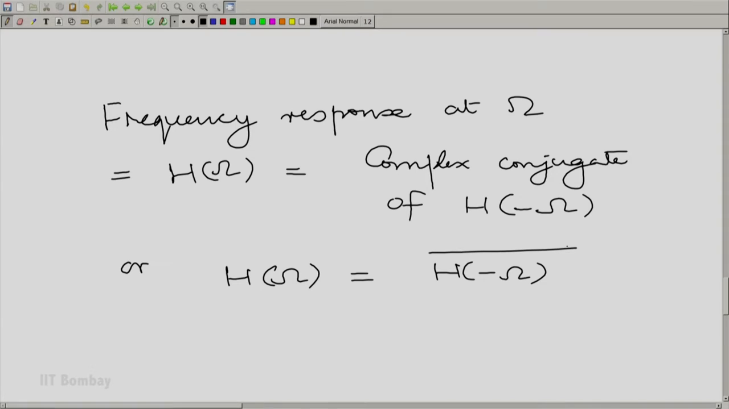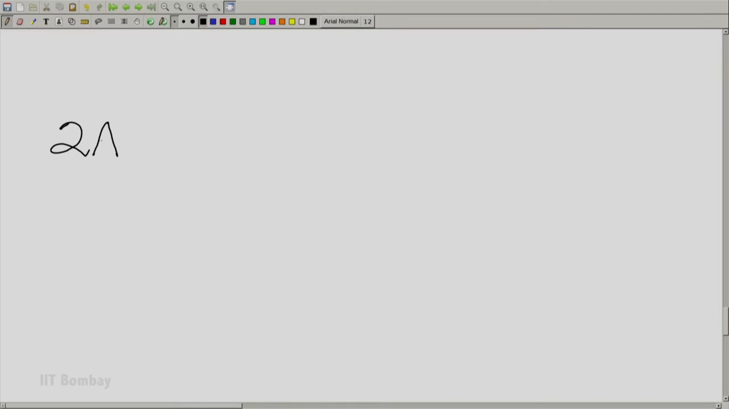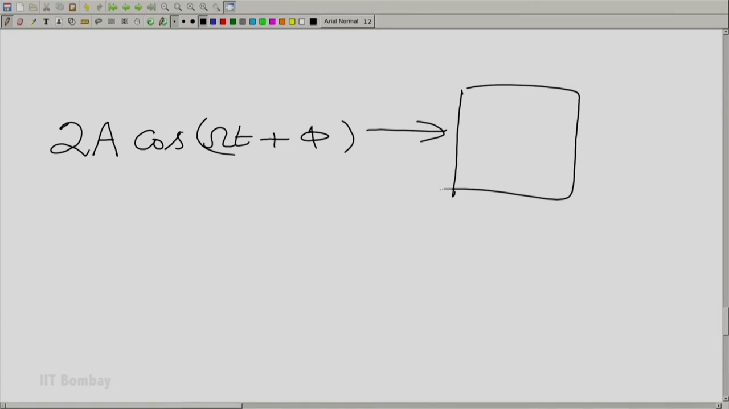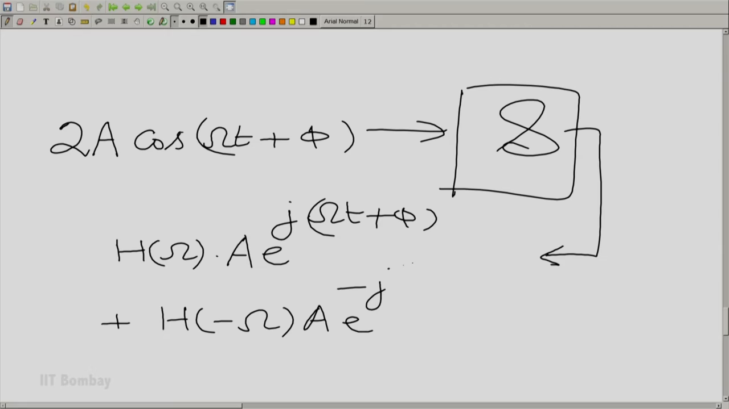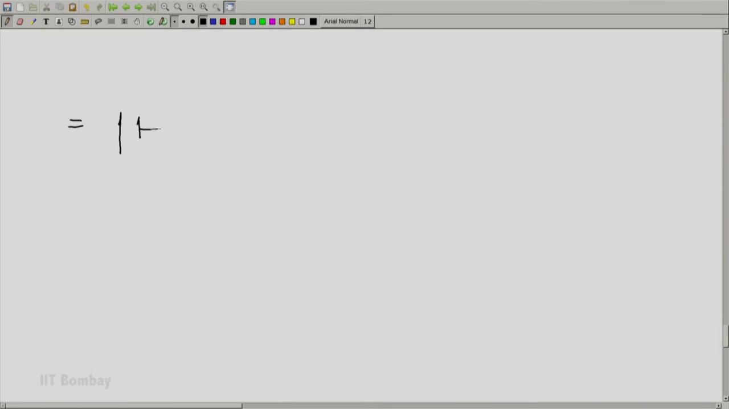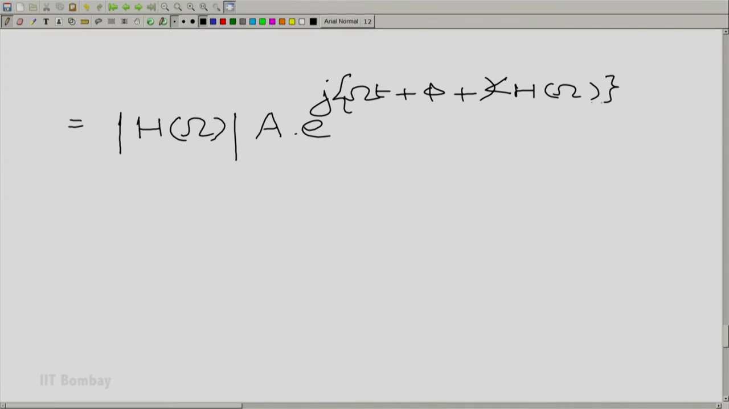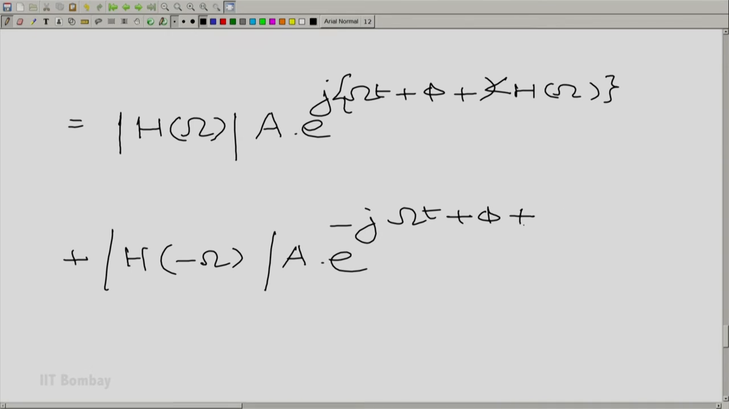And therefore, in total, I could write down, when 2A cos(omega t plus phi) goes into the system S, what comes out is H(omega) times A e raised to the power j(omega t plus phi) plus H(minus omega) times A e raised to the power minus j(omega t plus phi), and now you can aggregate them. This can be written as mod H(omega) A times e raised to the power j(omega t plus phi plus angle H(omega)). You recall that we can write H in polar form. Similarly, plus mod H of minus omega, times e raised to the power minus j(omega t plus phi) plus angle H of minus omega.